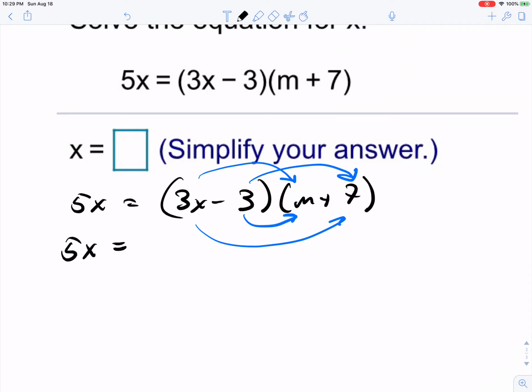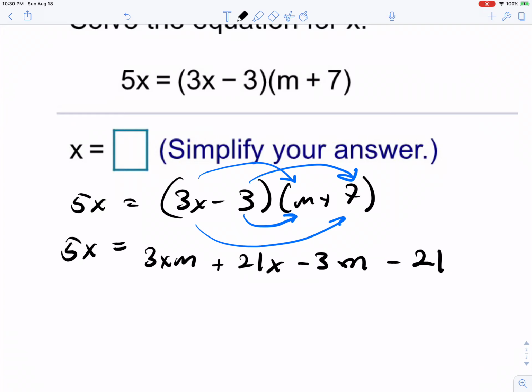So first times first, 3x times m is going to be 3xm. Outer times outer, 21x. Inner times inner is minus 3m. And last times last is minus 21. Okay. So if we're solving for x, we want to isolate the x on one side. Anything that doesn't have an x, we're going to have on the other.